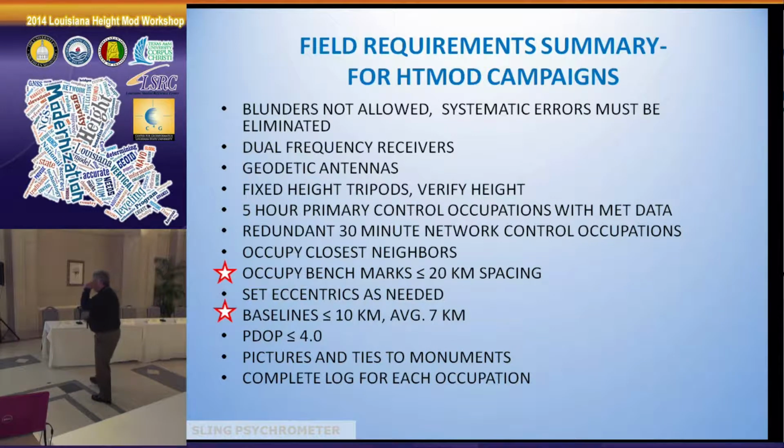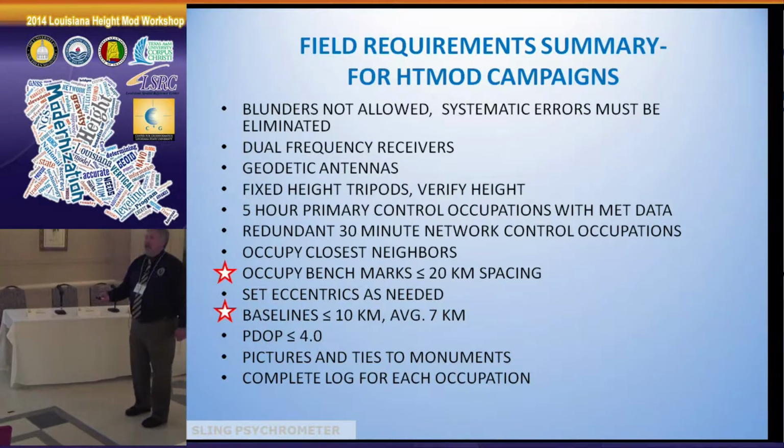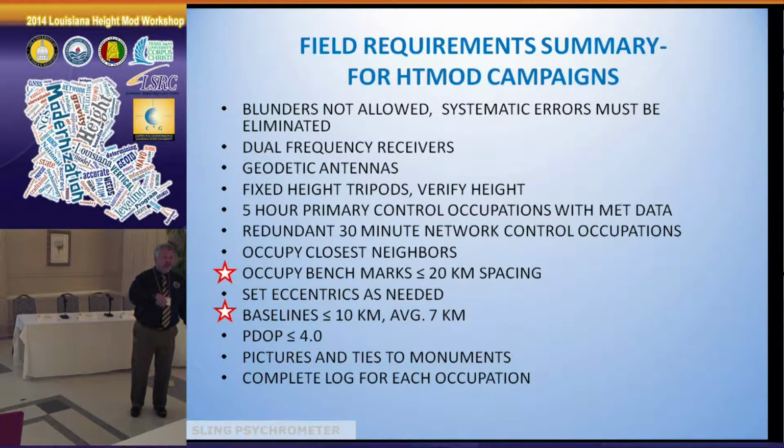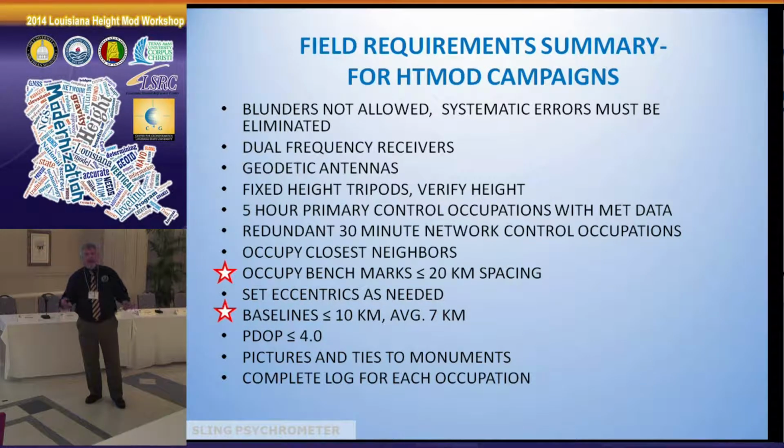All right, so what you need to do is this. Again, this is worthwhile for a big area, a county, a state, a HTMOD project that covers a long area, a pipeline, anything like that. You're not allowed to make blunders, obviously, like we did. Dual frequency receivers, geodetic antennas, that's a given. Fixed height tripods. Your primary control, you start out with 5-hour sessions on those babies, and redundantly, and then you process them against themselves first. Then the local ones, when you get down to them, you can get away with 30 minutes. We did 45.